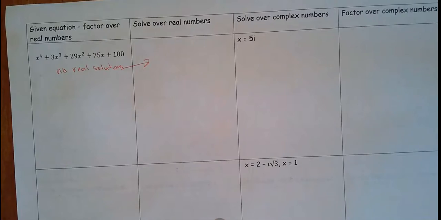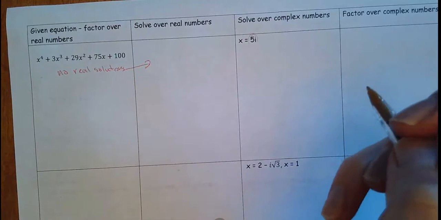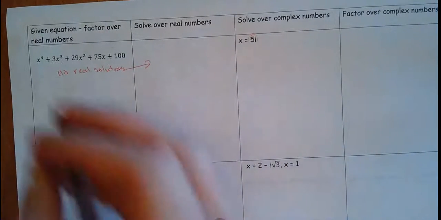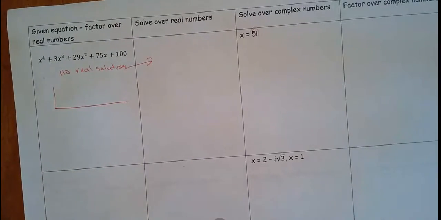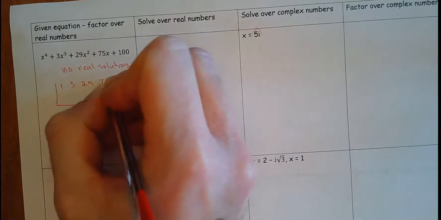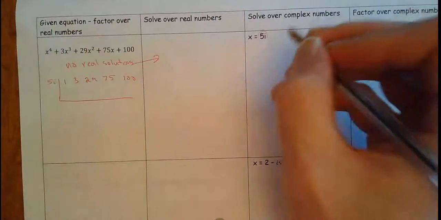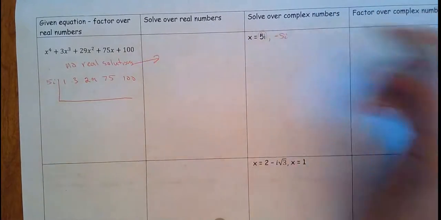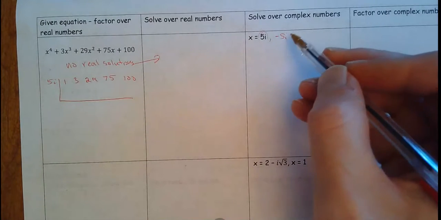But I know here that they give me one of the complex solutions right here, 5i. So right off the bat, that can help me. Let's try this. Maybe you've never seen this before: you can actually do synthetic division with imaginary numbers. So I have 1, 3, 29, 75, 100, and I'm going to put that 5i over here. Now we do know that if 5i is a complex solution, then negative 5i is also. So I've got two of those solutions now, but what I'm trying to do is find the other solutions.